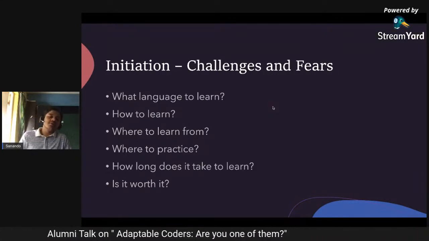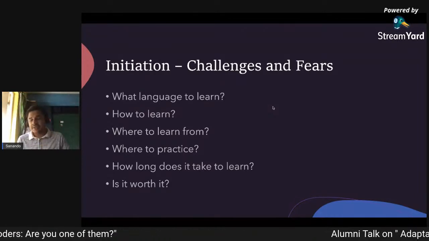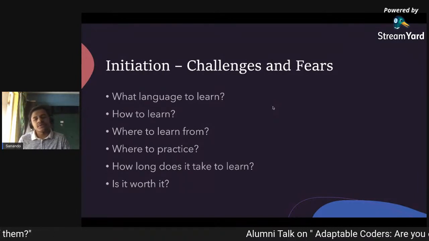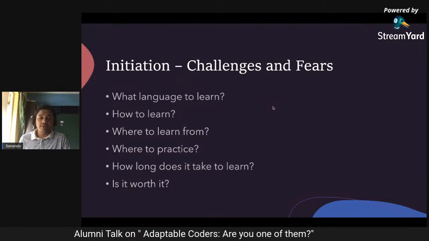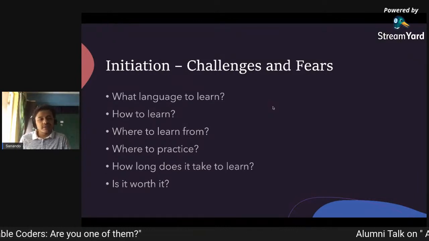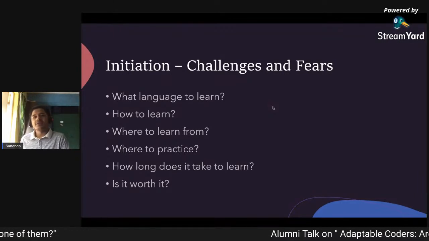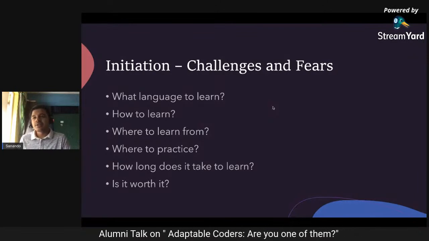How long does it take to learn? This is actually a question that doesn't have an answer. There's no answer to how long, because I know people who are working in this industry who have been working with JavaScript for 17 years and they are still learning. There's no end to this kind of thing. You just keep learning and learning and learning over time.